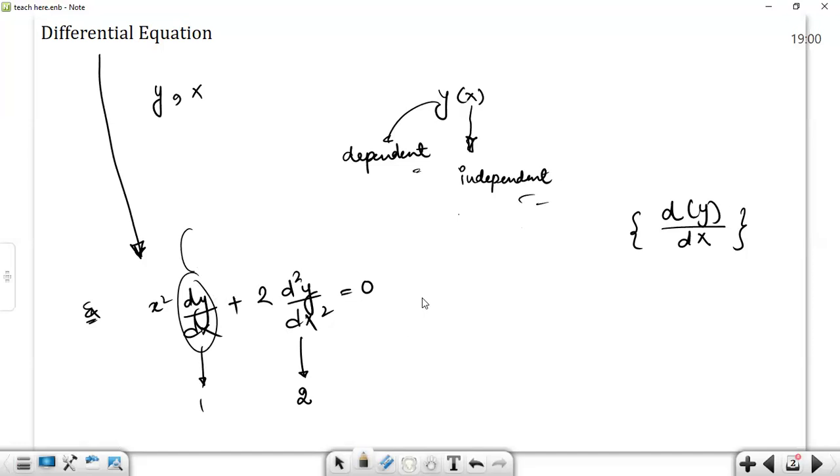Clear? Yes, sir. Sir, I ask you to teach how to find order and degree. Yes, sir. Doing that. But before that, I will first explain differential equation. Clear?